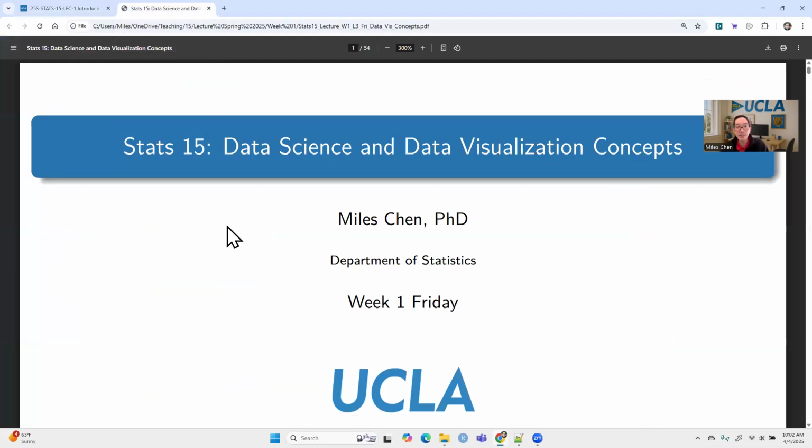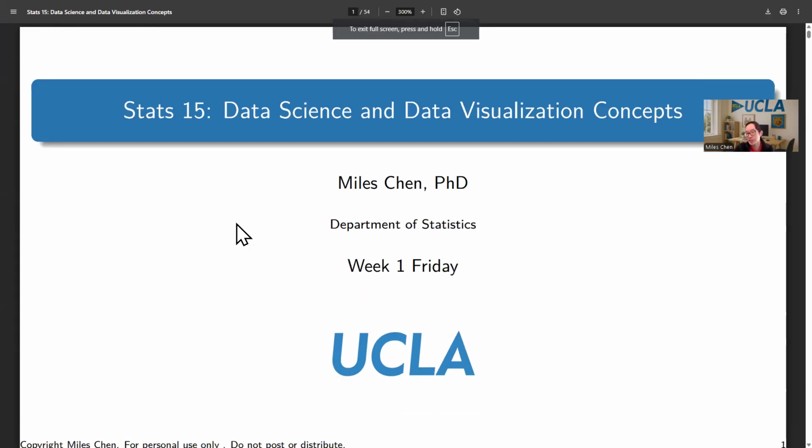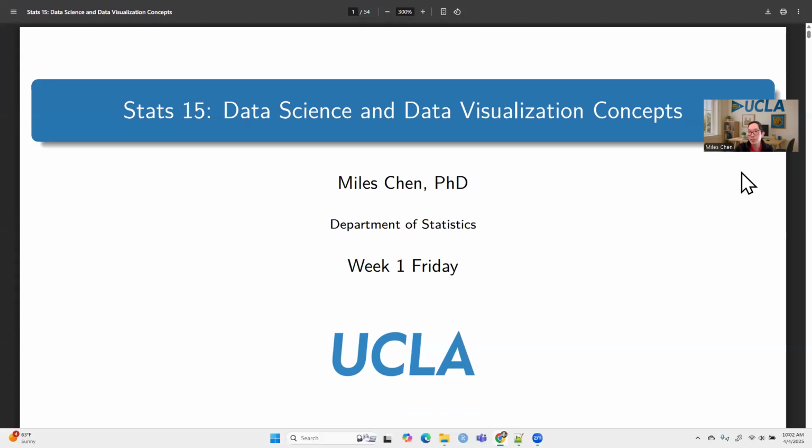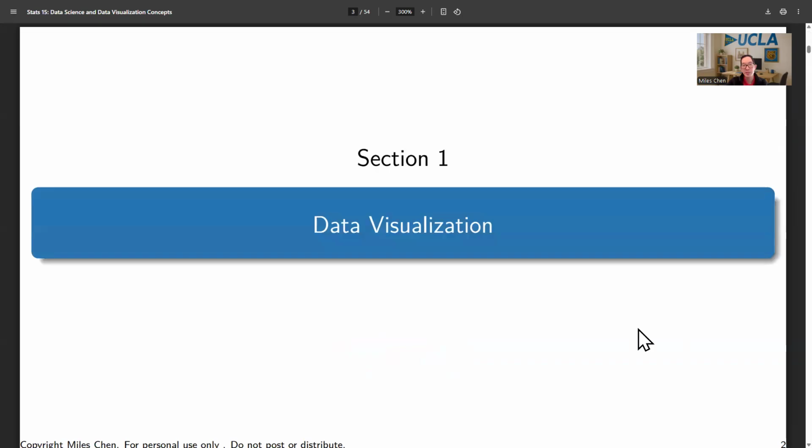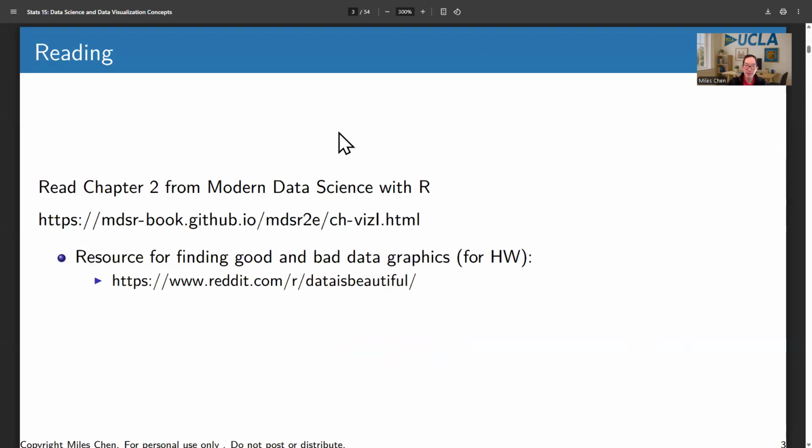Okay, let's take a look at a little bit more on data visualization. We introduced ggplot on Wednesday, and today I wanted to work through a couple of examples of using data visualization as a way to explore data and begin to ask questions or look for interesting relationships that could exist in the data. We're going to take a look at chapter 2 from Modern Data Science with R. This introduces some of the stuff.